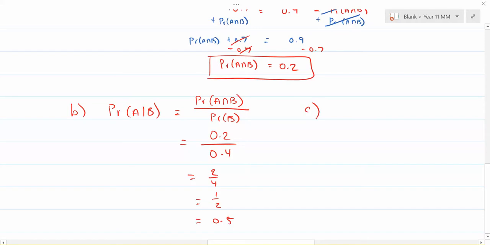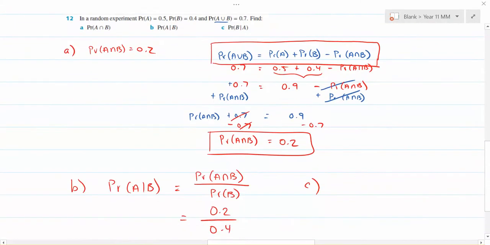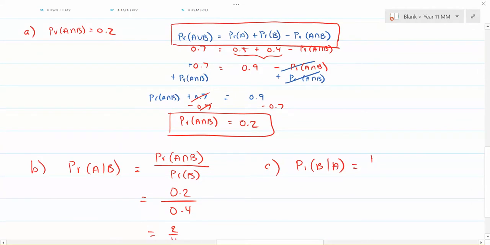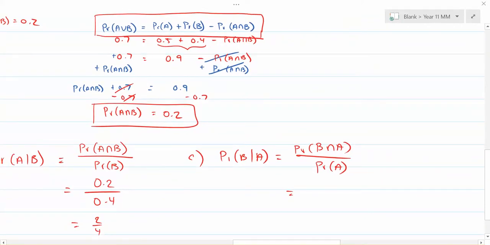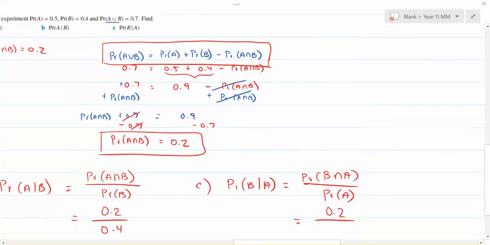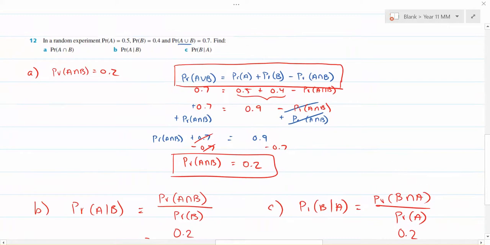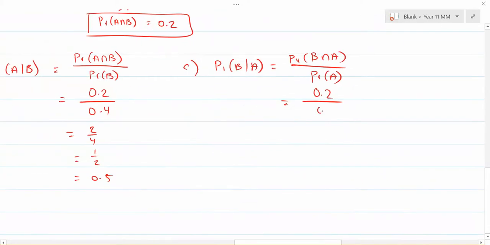Okay, let's go to C. Same drill, it's now asking for the probability of B given that A had occurred first. The only thing that changes in your formula is, I normally like to write it as B intersection A, divided by the chances of getting A. A intersection B and B intersection A are the same thing, so it's 0.2 out of the chances of A, which they told us before was 0.5. So my answer is 2 out of 5, or you can write it as 0.4. Okay, there you go.